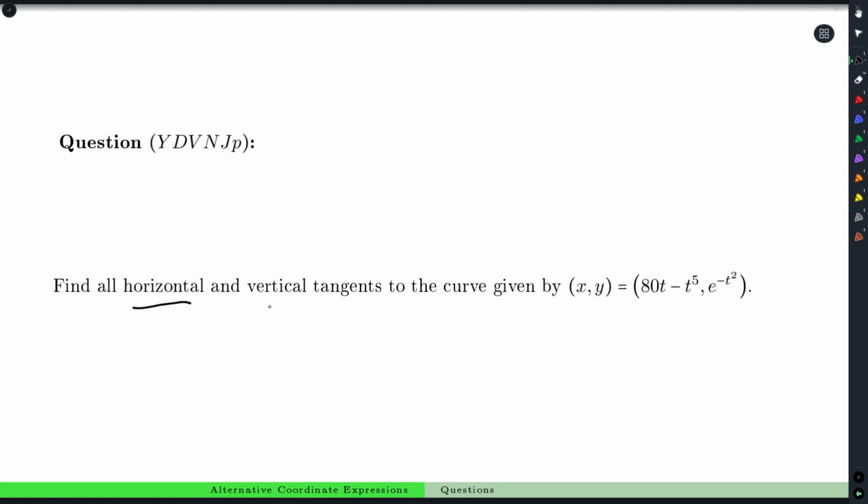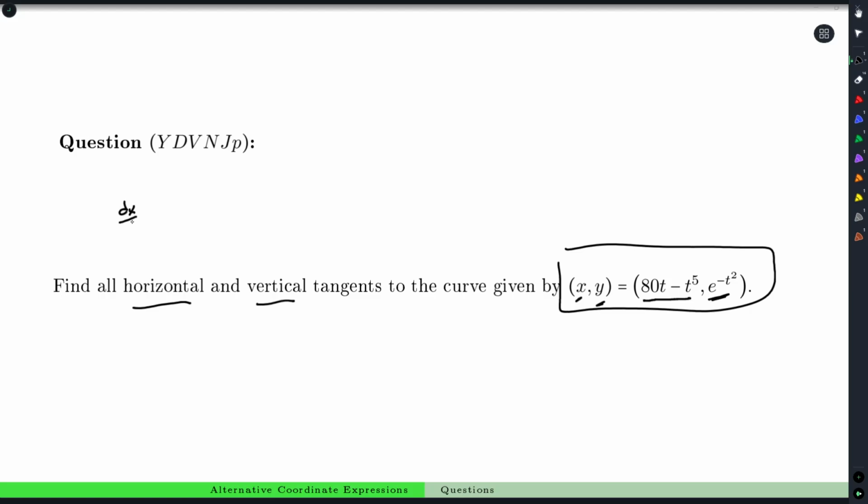Find all horizontal and vertical tangents to the curve xy. So the x-coordinate is given by the formula 80t minus t to the 5, and the y-coordinate is given by e to the minus t squared. Okay. So horizontal tangents, when does that happen?